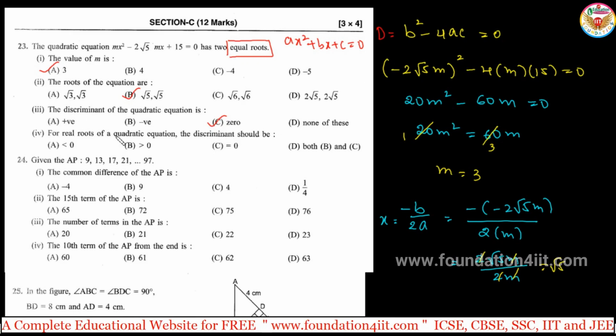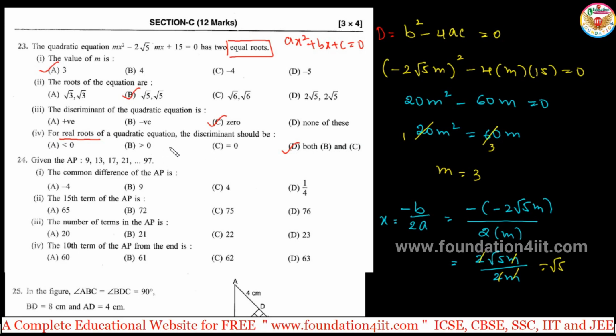The discriminant of the quadratic equation is 0 because of equal roots, so the discriminant, that is d, is equal to 0. For real roots of the quadratic equation, the discriminant should be, based on this, less than 0, greater than 0, or equal to 0. For real roots of the quadratic equation, it should not be less than 0. It may be greater than 0 or equal to 0. So B and C, that means option D, both. If the roots are real, then the discriminant is greater than or equal to 0. Less than 0 means the roots are imaginary, so not real roots. Right?